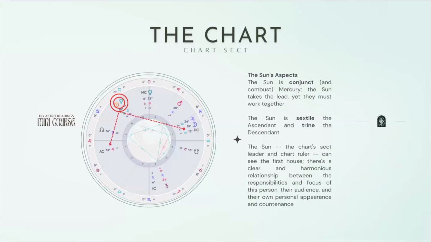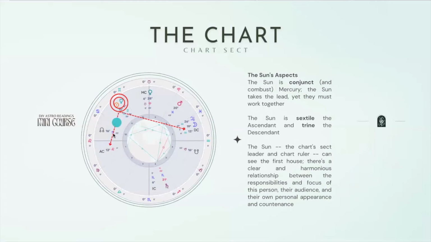So next I would look at the sun's aspects. So the sun, like I said, is conjunct and actually combust, which is not an aspect, but an important thing to note. So it's conjunct Mercury, and because they're so close, I believe I've covered the degree now, but I believe they are close enough to be combust. So the sun is a little domineering over Mercury in this relationship.